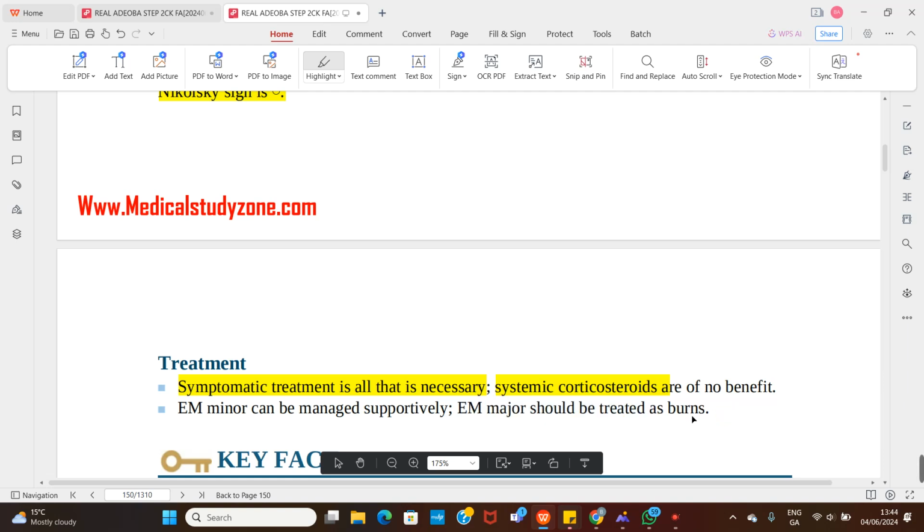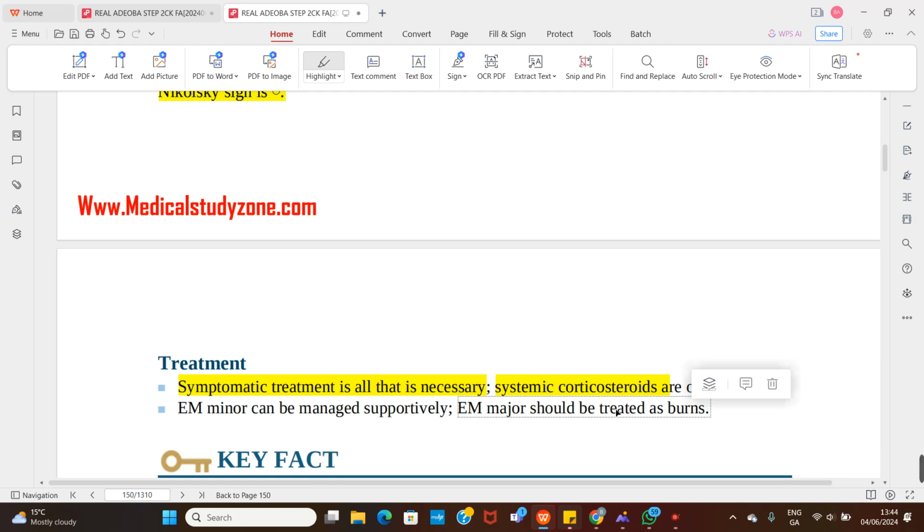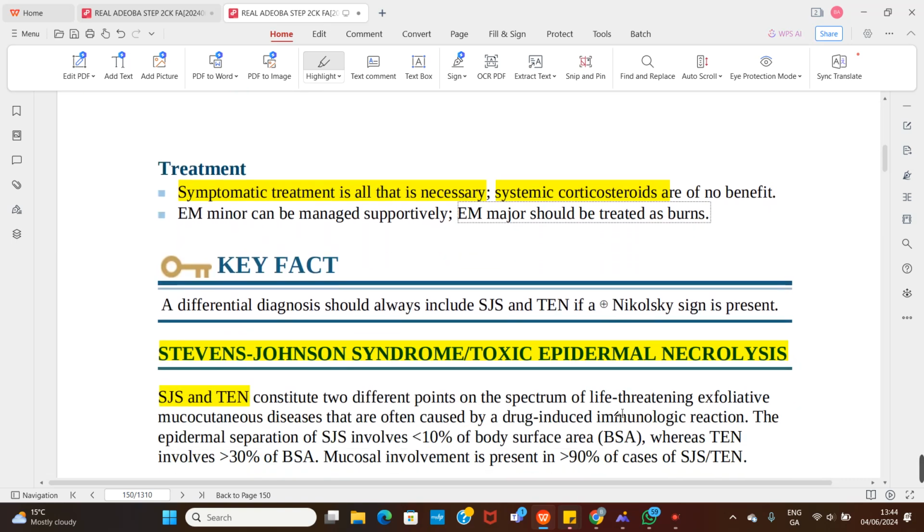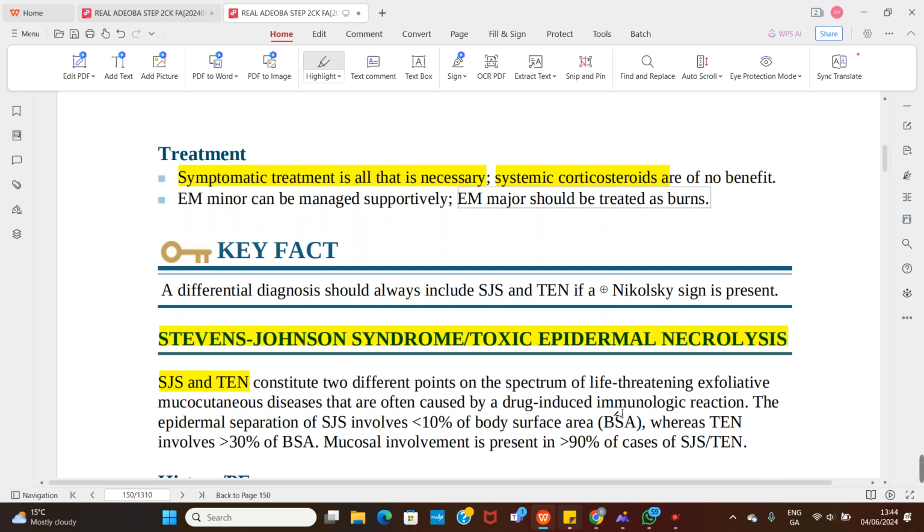So that's why we give fluids, we apply our dressing, we correct electrolyte changes, give analgesics, and if there's a need for antibiotic cover, you give antibiotics to treat any signs of infection. So, that's that about erythema multiforme. Most of the management is supportive, right?